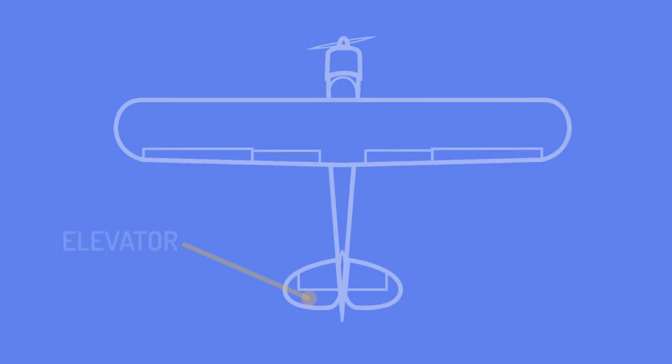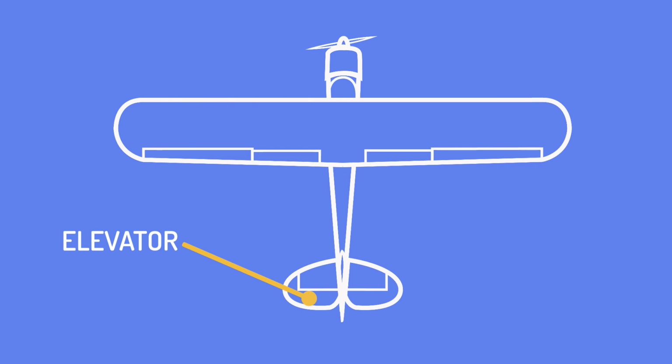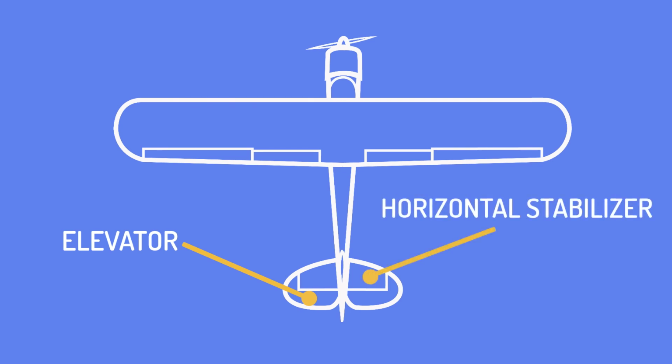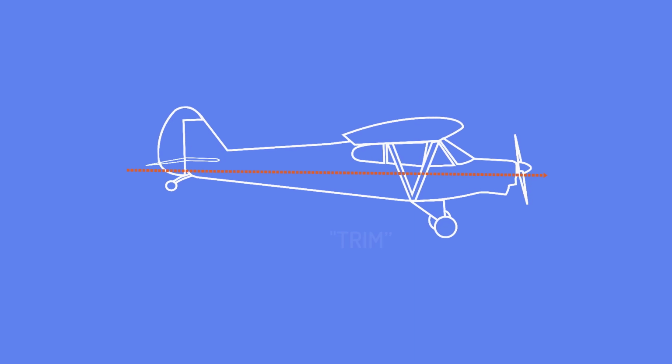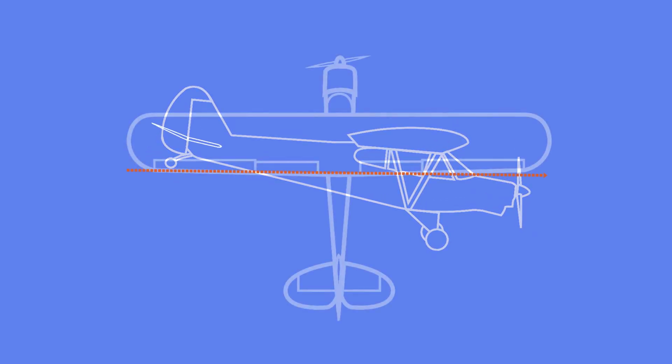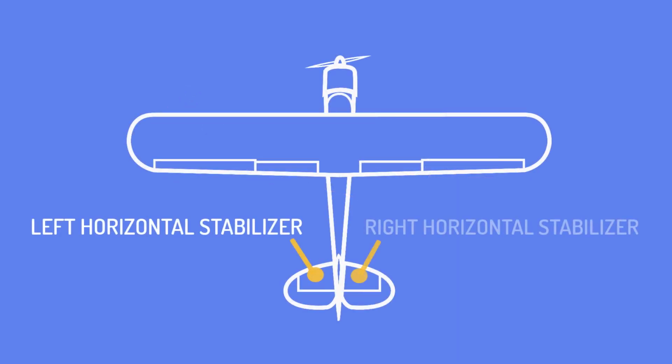The elevator is the hinged part of the horizontal stabilizer that controls up and down movement or pitch. The horizontal stabilizers are small flaps, or wings on the sides of the tail, designed to control an aircraft's up and down movement or trim. Both the left and right sides of an airplane's tail will have a horizontal stabilizer.